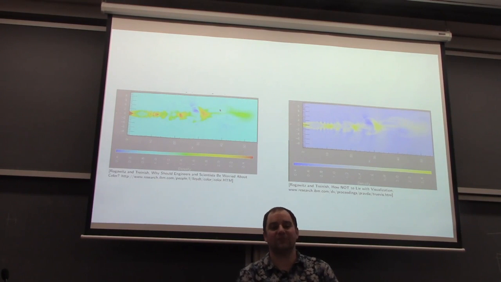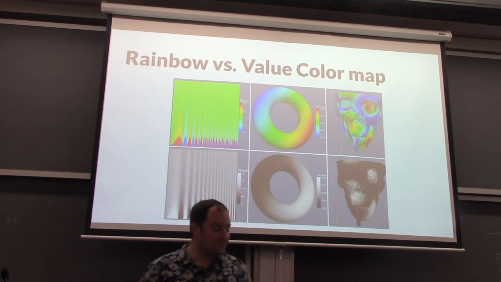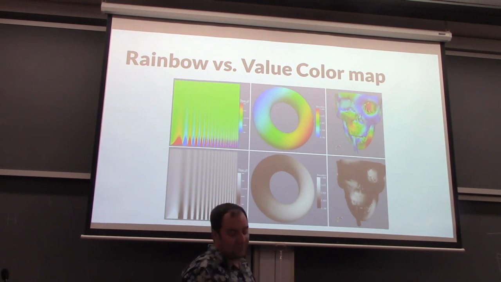Yet we see these kinds of charts a lot in scientific publications because it simply depends on your task. If you only want to see the highest value, this is actually quite good. But if you want to have a good understanding of the overall data set, then something like this is better. So here is just another example of rainbow maps versus a value color map.